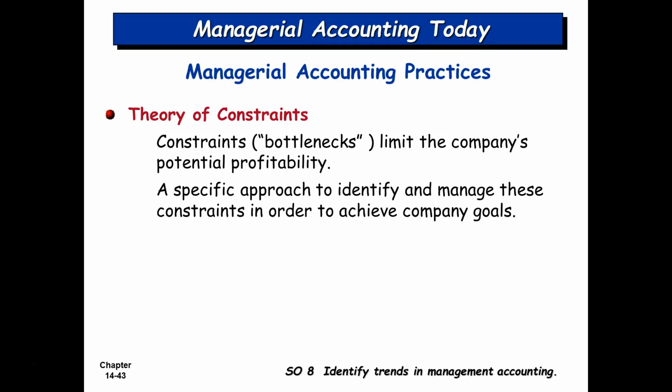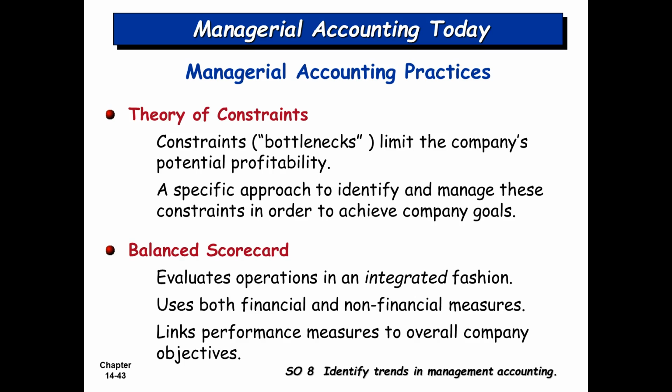On slide 43, we talk about the theory of constraints. Constraints limit the company's potential profitability. A specific approach to identify and manage these constraints in order to achieve company goals. What could be a constraint? Again, we're dealing with personnel, we're dealing with budgets, we're dealing with salary limitations, we're dealing with human resource considerations. If we have to get a product done, and let's assume that it involves overtime, well, maybe that's something we don't want to give out. Overtime, again, time and a half, costs us too much money, may not be worth it. That's a constraint.